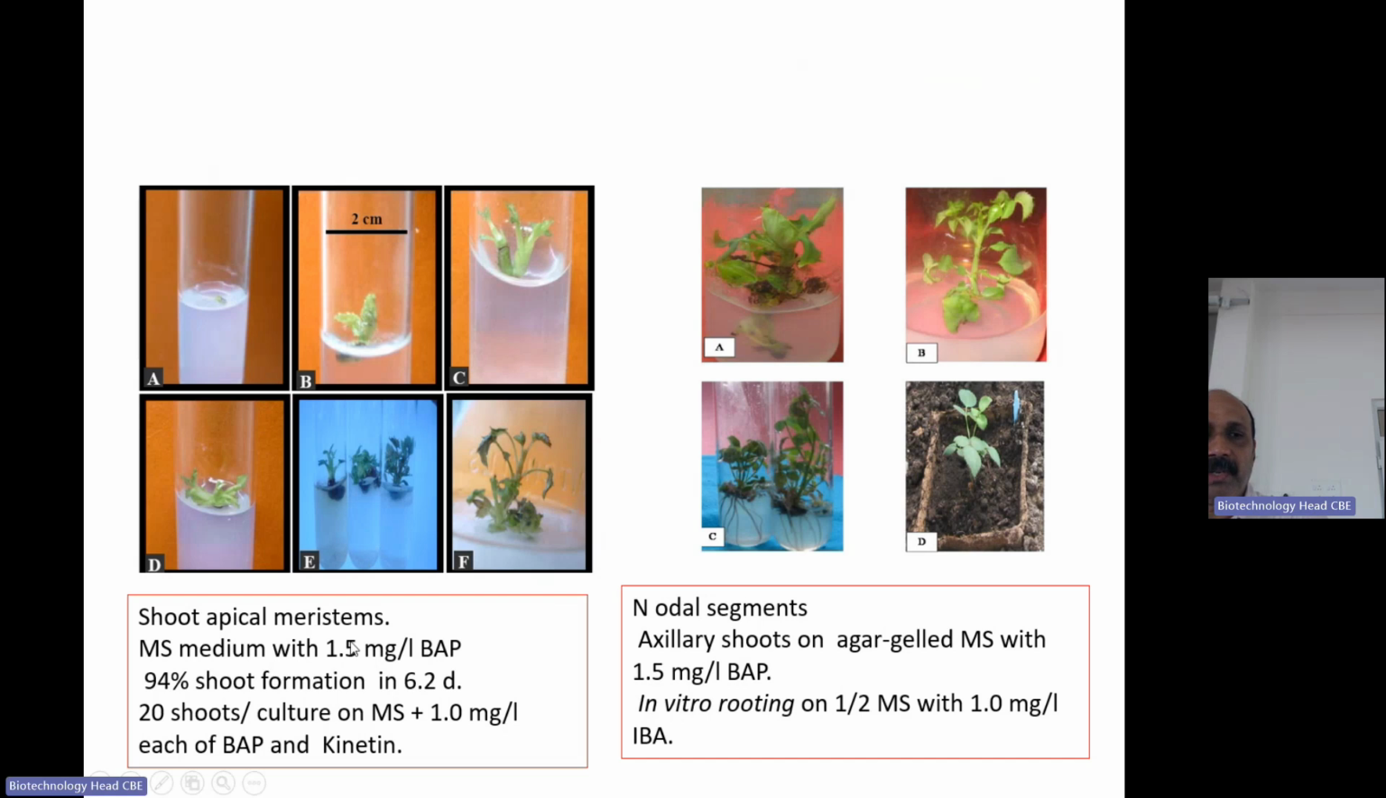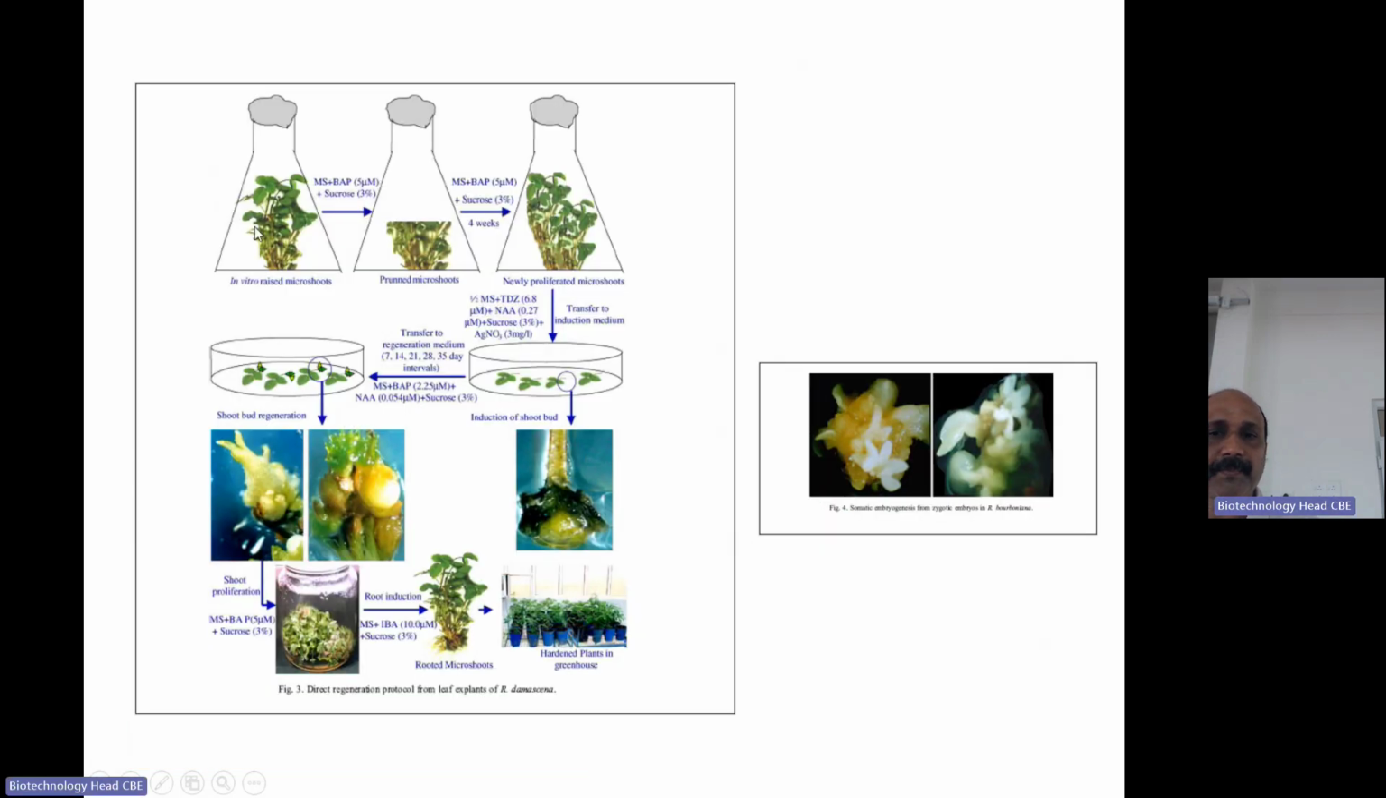For using shoot apical meristems of rose, use MS media with 1.5 mg BAP, where you can get 94% shoot formation within 6.2 days. You can get 20 shoots per culture on MS with 1 mg BAP and kinetin. Or using nodal segments, axillary shoots on agar media with 1.5 mg BAP, and in vitro rooting with half MS and 1 mg IBA. Using this media you can propagate the rose.